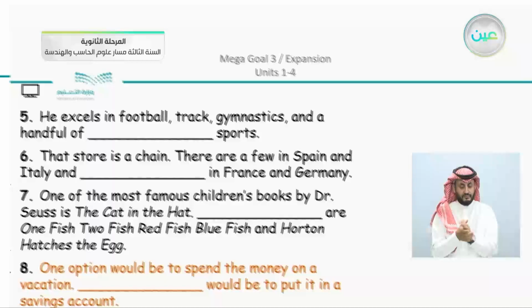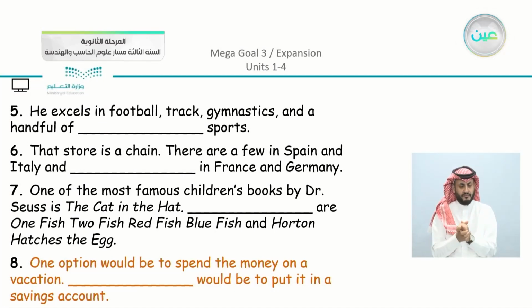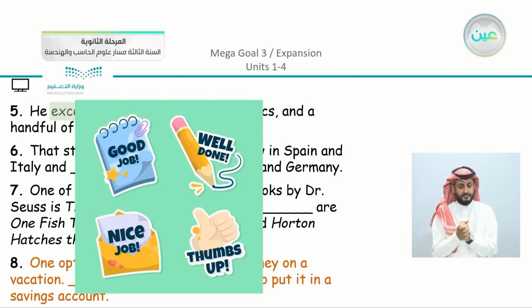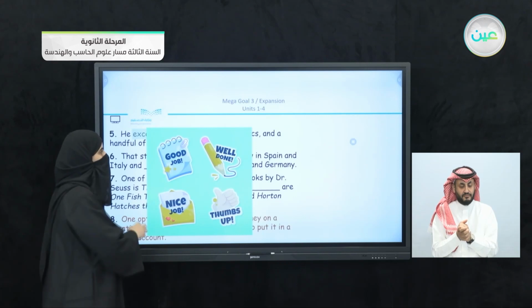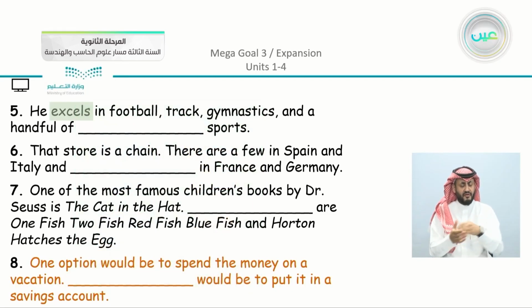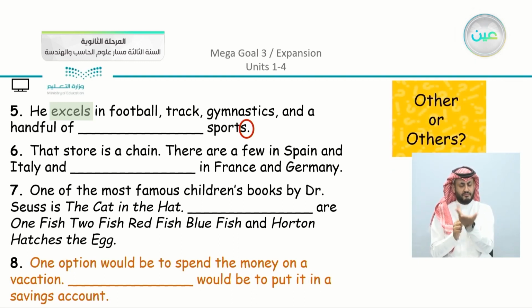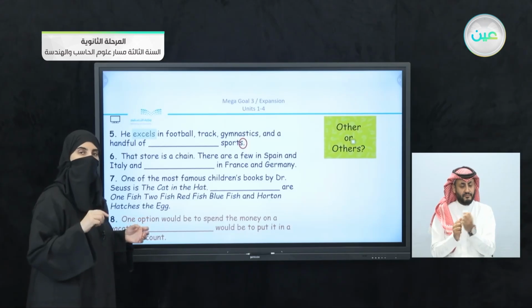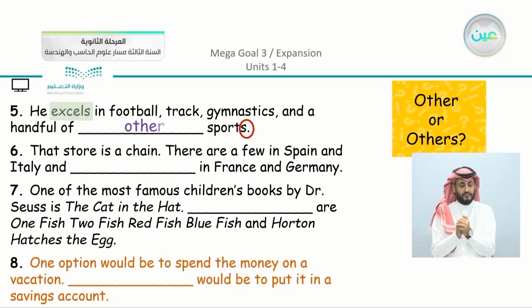Moving on with the exercise we have here. He excels. Do you remember the word excels? Now we said that we have excels in Unit 2, that they're influential people, they excelled in different things. So we have here he excels in football, track, gymnastics, and a handful of blank sports. Also, you can see that we have here plural, so we can use either other or others, but since there is the S in sports, we agree that it is going to be other.